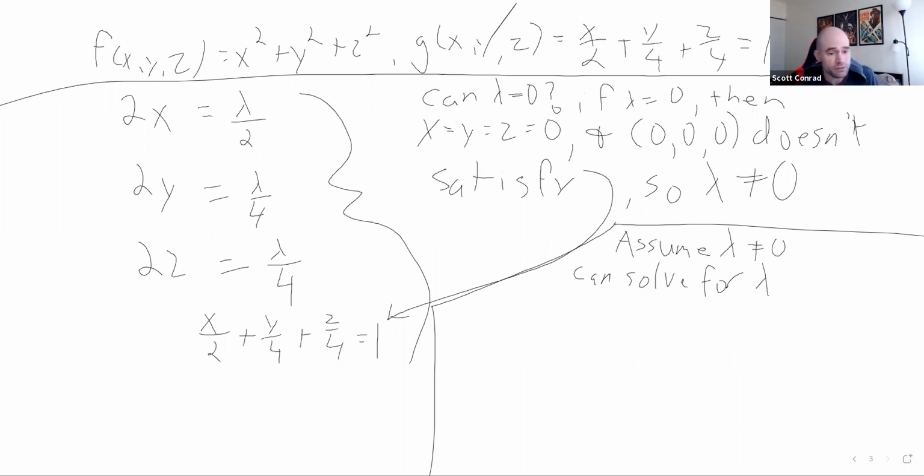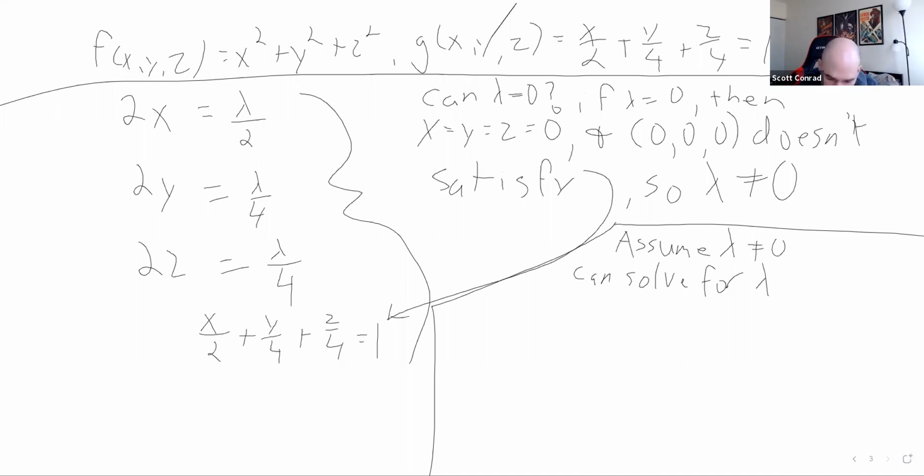Right, so the first equation, we could get lambda by itself, and we'd say lambda is equal to 4x. The second equation, we could solve for lambda. Lambda is equal to 8y. Oh, sorry. No. We would get x, y, and z by themselves and write them in terms of lambda.